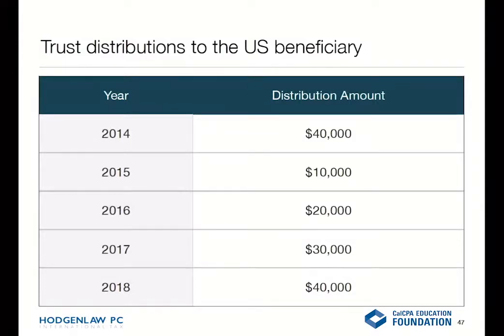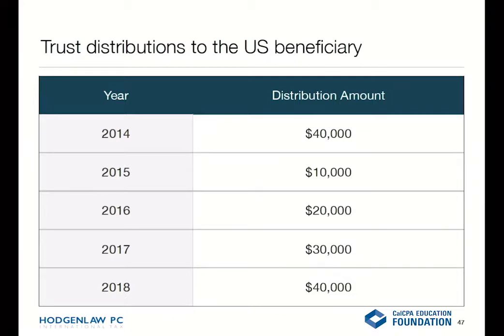So we're going to look at a 5-year period here. We have a U.S. beneficiary. In 2014, they received $40,000. 2015, $10,000. 2016, $20,000. 2017, $30,000. And 2018, $40,000. And we need to fill out the tax return and compute their tax for the 2018 tax year.